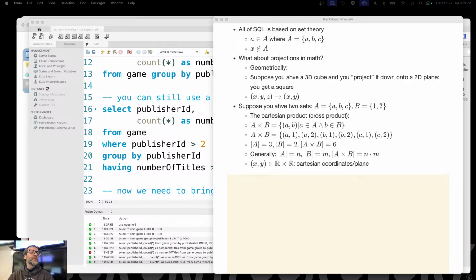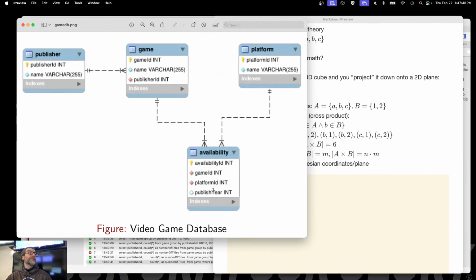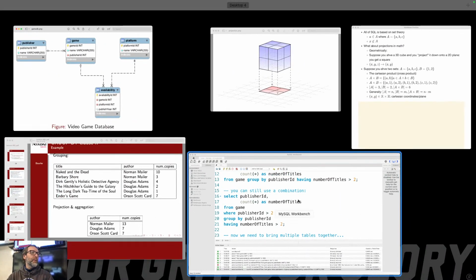These are Cartesian coordinates or plane. In other words, you've been dealing with that since grade school. Right? (x, y) is a tuple. It's a pair. And it is a cross product, right? Or this is called a cross product or a Cartesian product of two things. Now, don't think of these as numbers. Think of them as tables. What I want to do is cross the table game with the publisher in order to combine them together. Okay? Now let me just do that blindly.